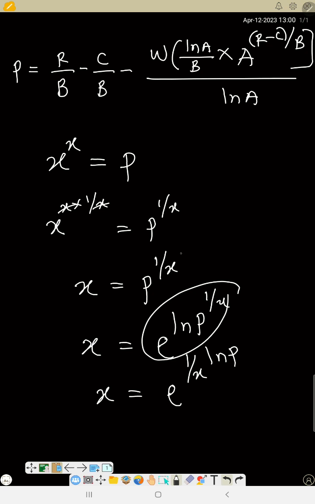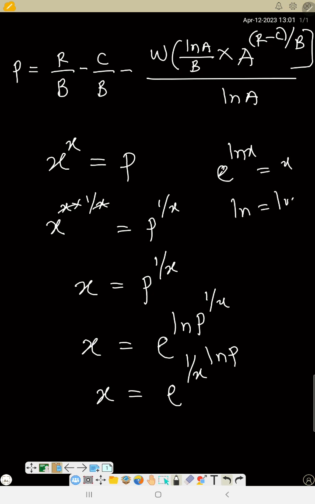Remember, this expression is the same thing as this, because E raised to power ln S is equal to S, since ln is equal to log S to base E, and I've explained this in the other video. So now S is 1 over S ln P.